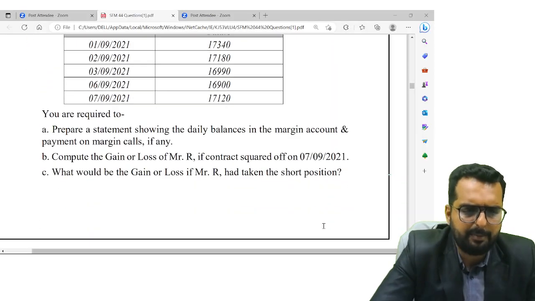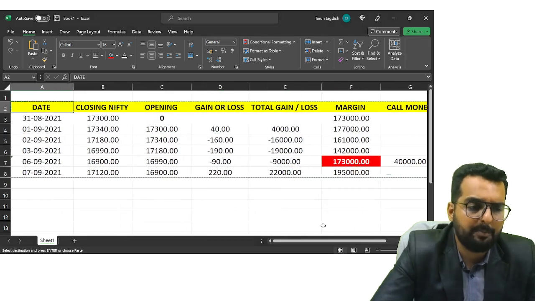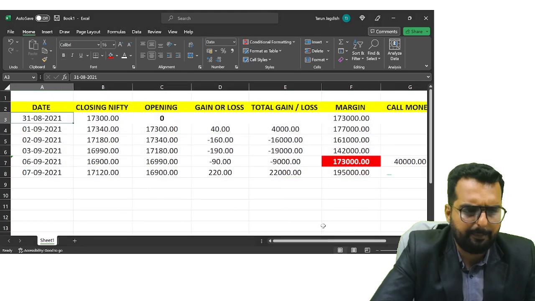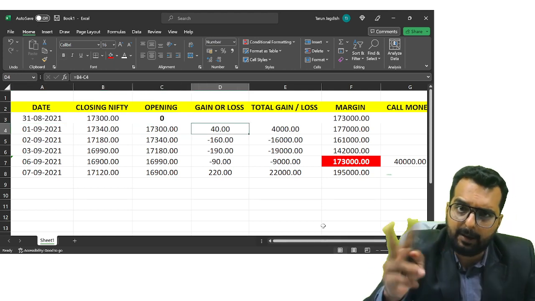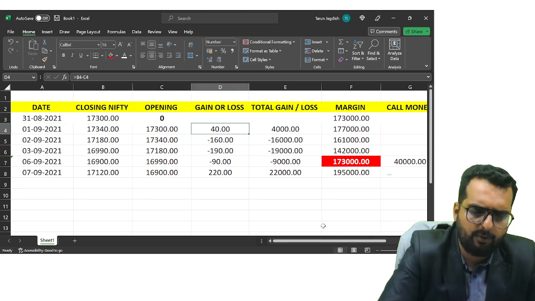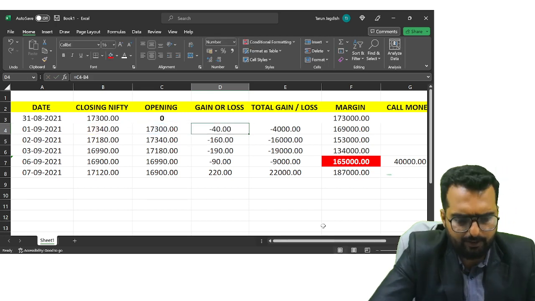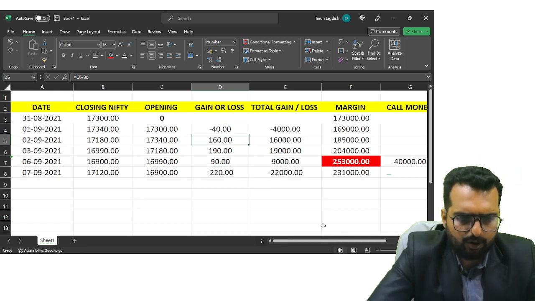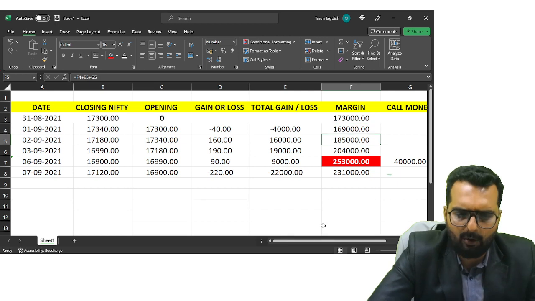Now the second requirement is if I do the same thing but I take a short position. What do you mean by short position, friends? I will sell instead of buy. Alright, so what happens when I'm selling instead of buying? My gain will become loss and my loss will become my gain. So the formula here will be opening minus closing. Rest everything will be the same. The moment this changes, automatically what will happen? Even my total gain or loss will change. My margin will also change.